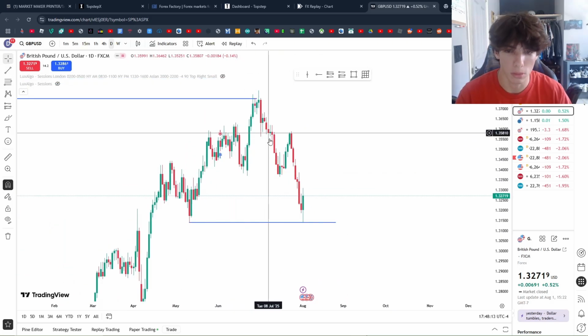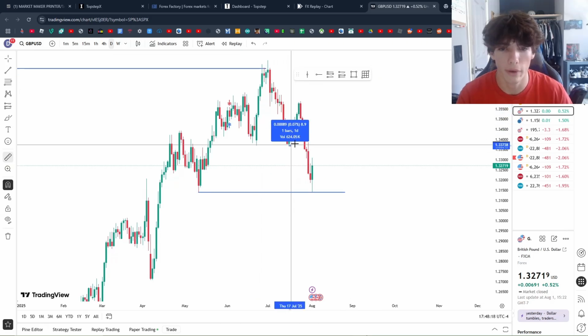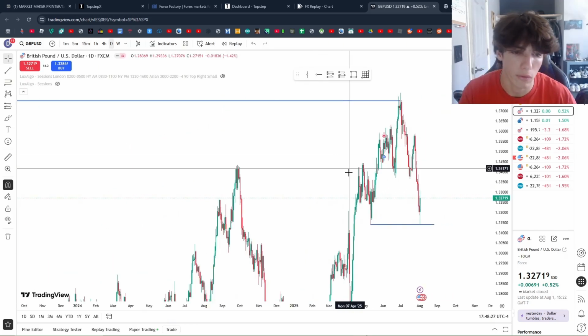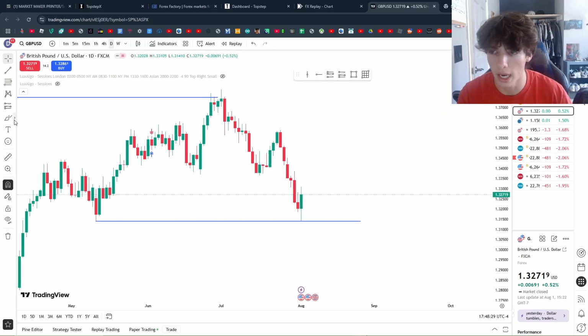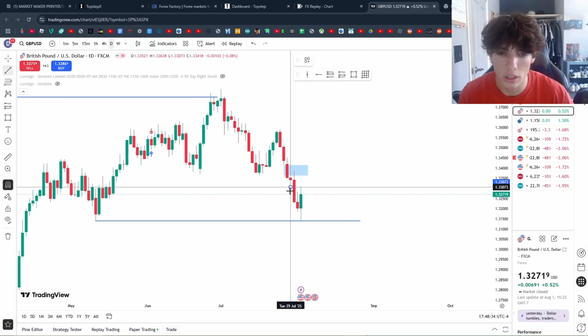The model displaces through that low. After having that manipulation leg, it displaces through it, it pulls back to fair value gaps to equilibrium with that leg, and then it continues lower to that drawn liquidity. When we have a fair value gap right here, goes ahead and gets tapped into, and then that daily low gets taken, that shows us there is a model here.